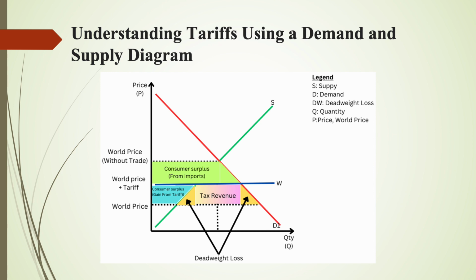Those two small yellow triangles, they are the deadweight loss. The rectangle in the middle is the tax revenue. Now the green is the consumer surplus from imports. The blue on the left hand side, consumer surplus from tariff.